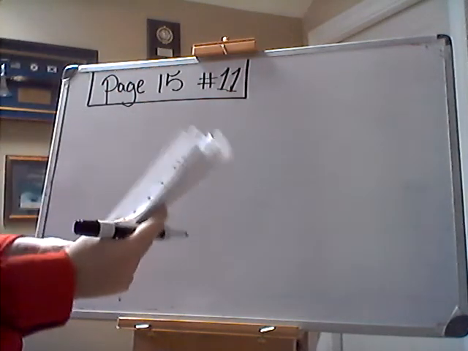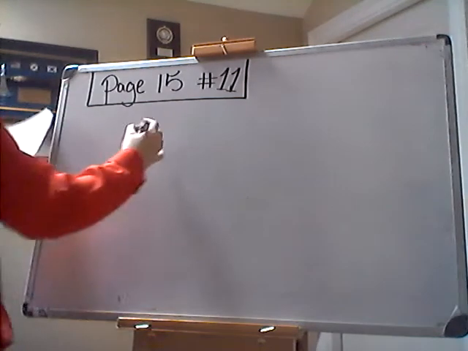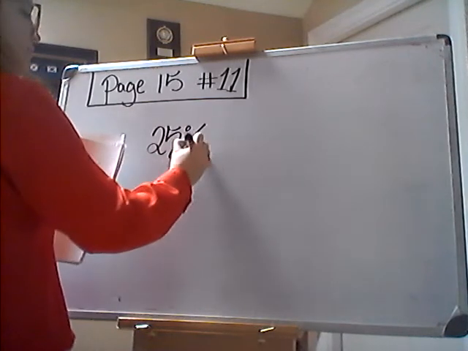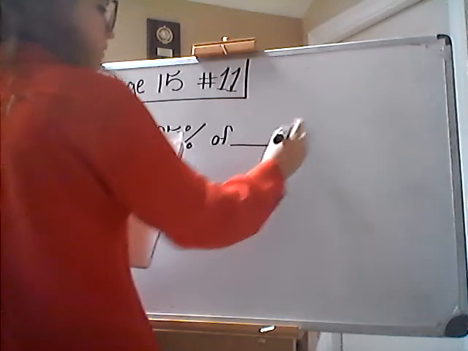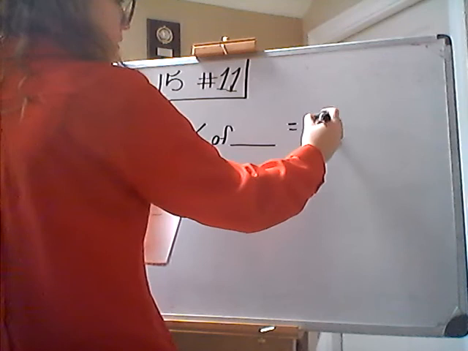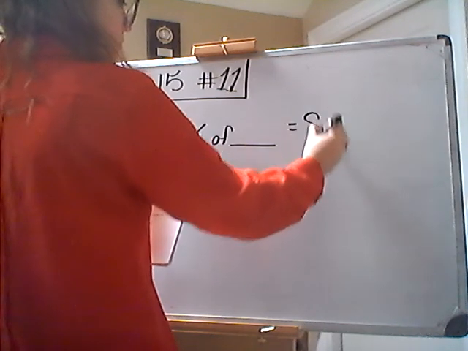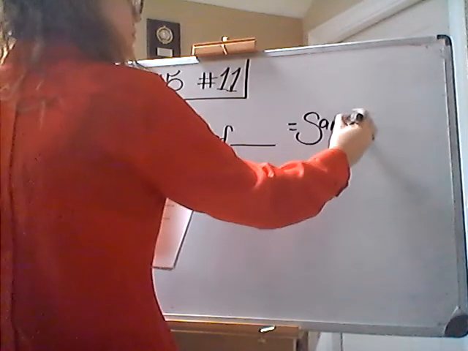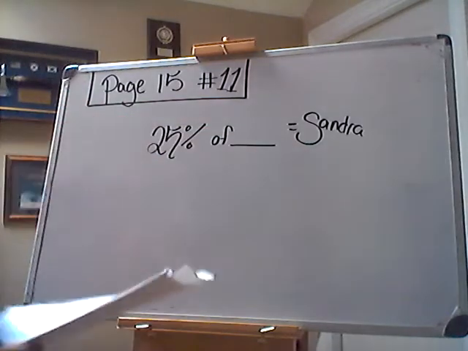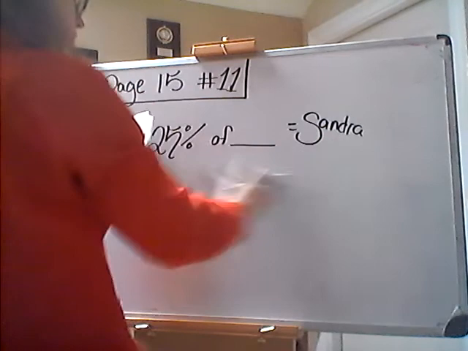It says, explain how you could use 25% of a number to find the number. So, if you knew that 25% of a number was Sandra. Okay, we're just pretending that this is a number. Any number, doesn't matter what it is. Explain how you could use this 25% of the number to find this number.